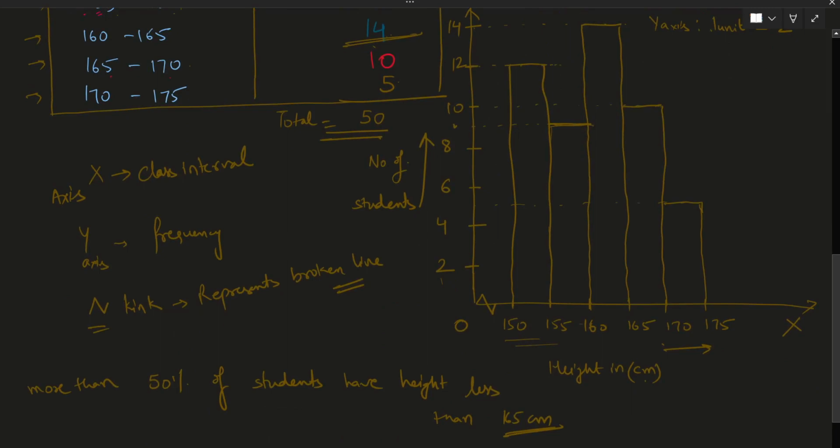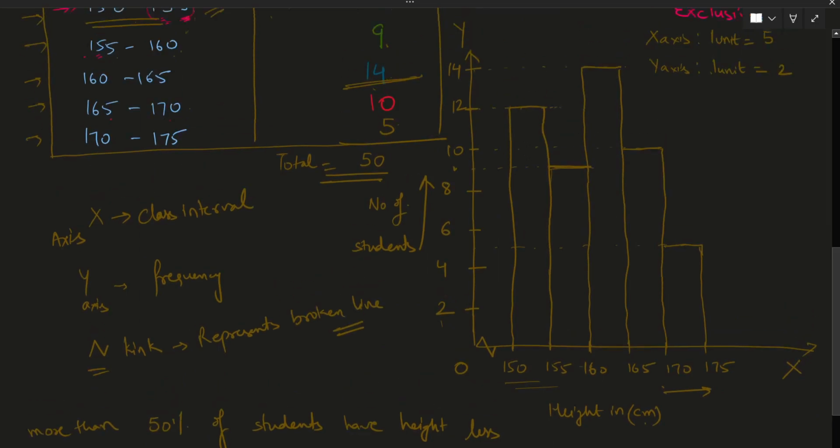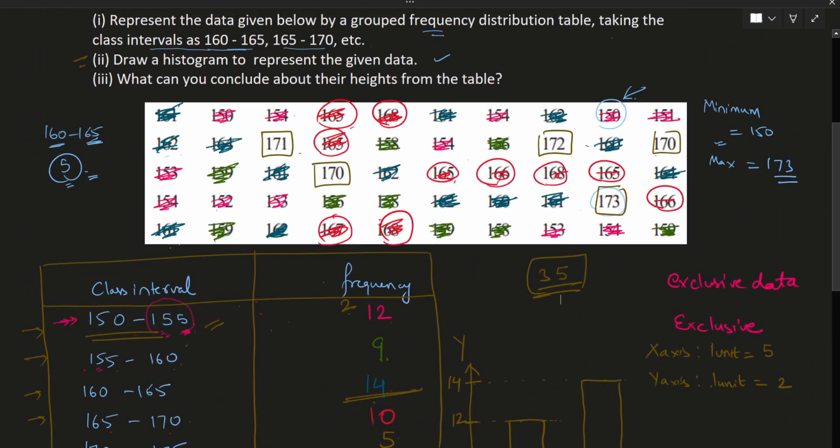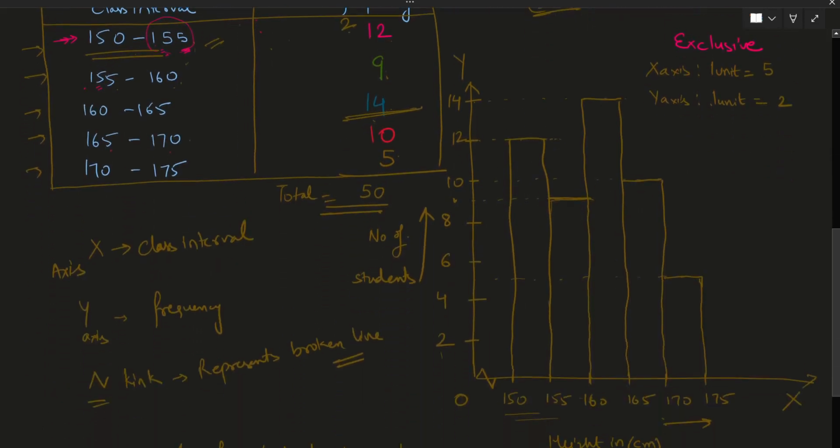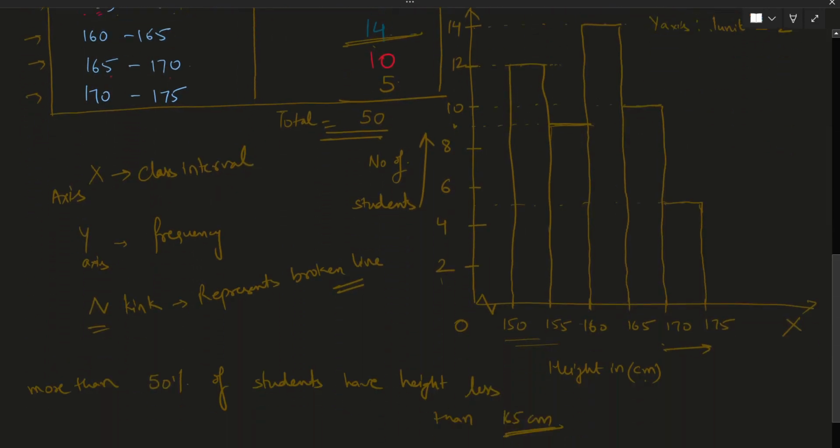Okay. So I hope this question is clear to you, students, how I have converted the given data into this class interval form and made a frequency distribution table from that by counting the given data in the respective class interval, and then how I made the histogram from the given frequency table.